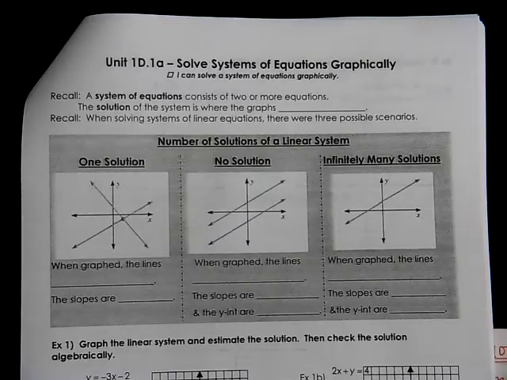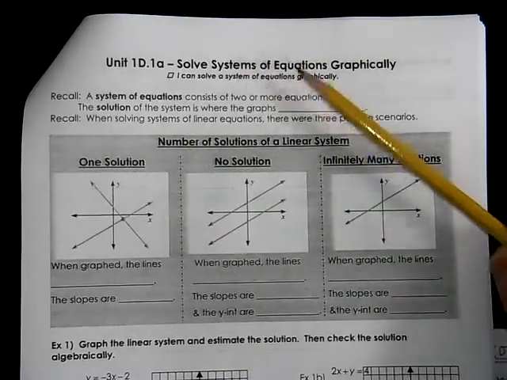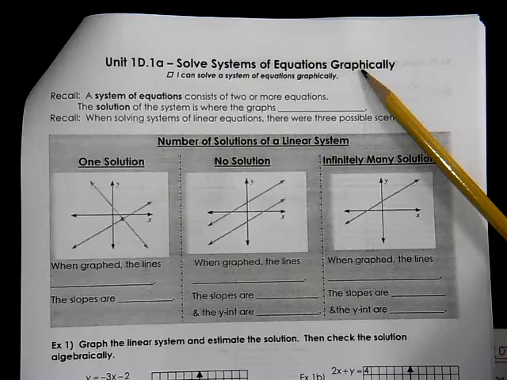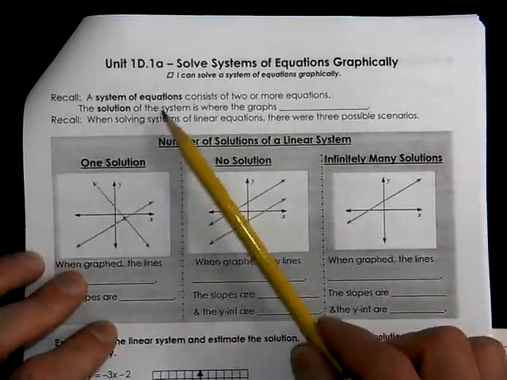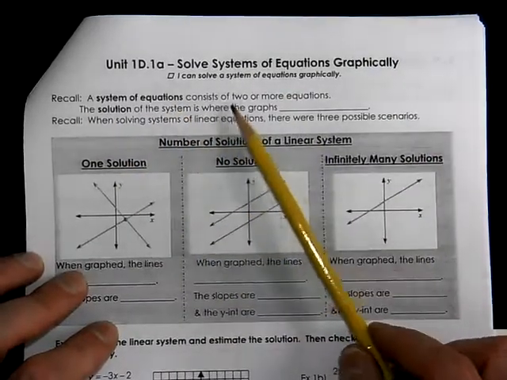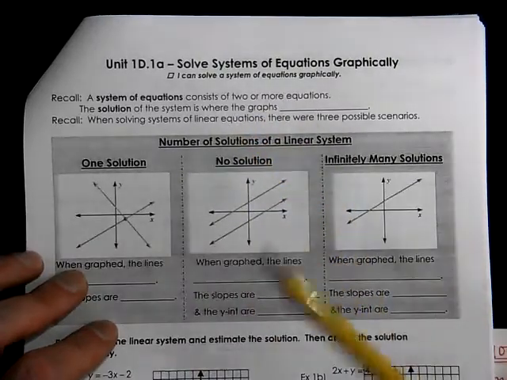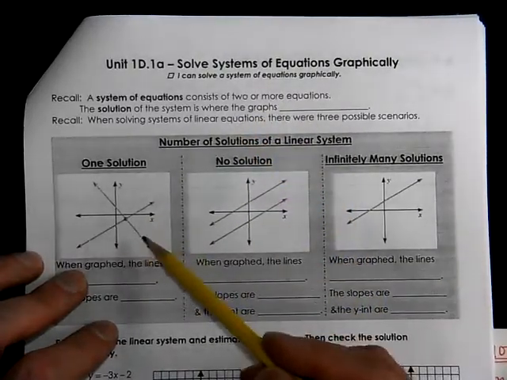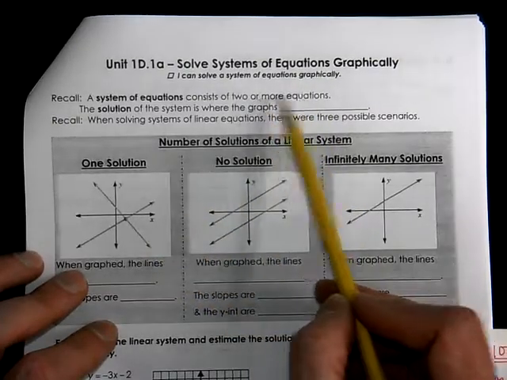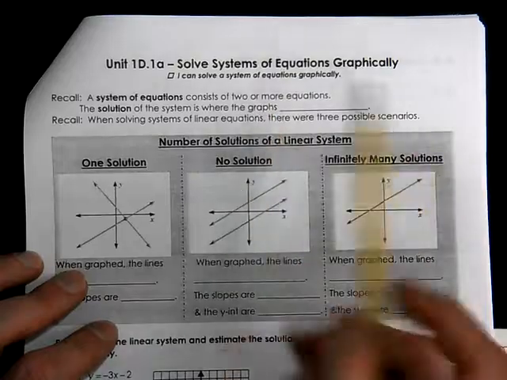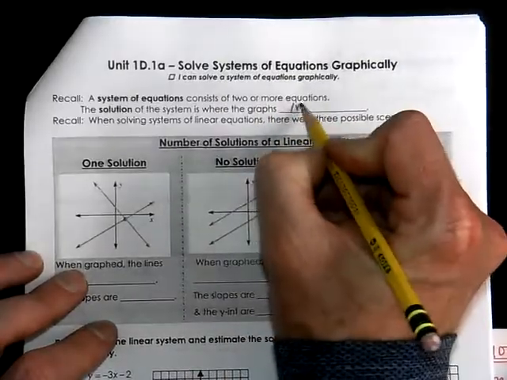This is Algebra 2 with Trig, 1D.1a. We are going to solve systems of equations graphically. A system of equations consists of two or more equations. You've got to have two for them to possibly intersect. So we're going to have two or more equations. The solutions of this system is where the graphs intersect.